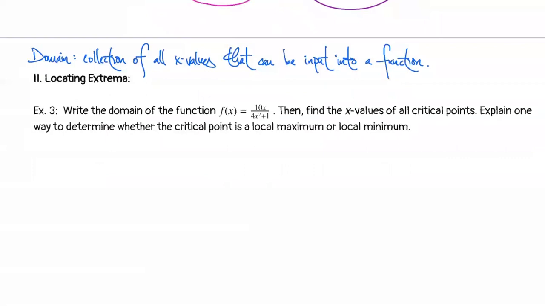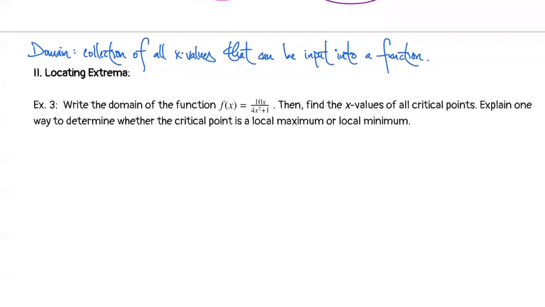So let's get started. We have this function, f of x equals 10x over 4x squared plus 1. The task is to write the domain of the function. The second task is to find the x values of the critical point. And the third one is to think about how we might know if a critical point is a local maximum or a local minimum. All right, so let's take a look at this function.